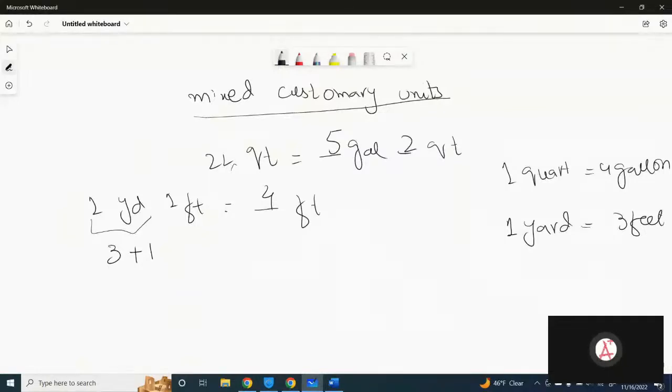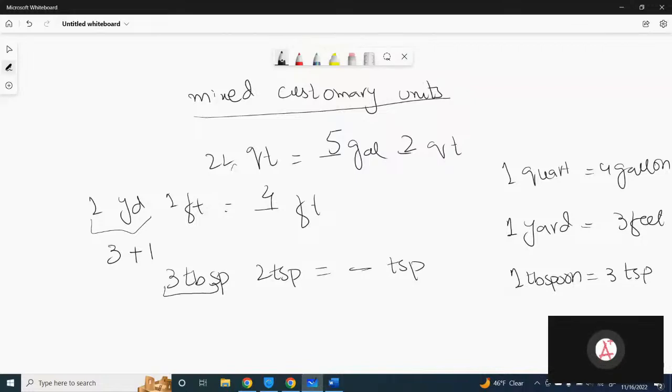Okay, the next one is 3 tablespoons and 2 teaspoons equals how many teaspoons? We know that in 1 tablespoon we have 3 teaspoons. Got it? So you have 3 tablespoons. That means 3 times 3, you have 9 teaspoons, and add the 2. So 9 plus 2 is 11 teaspoons. That means in total you have 11 teaspoons.